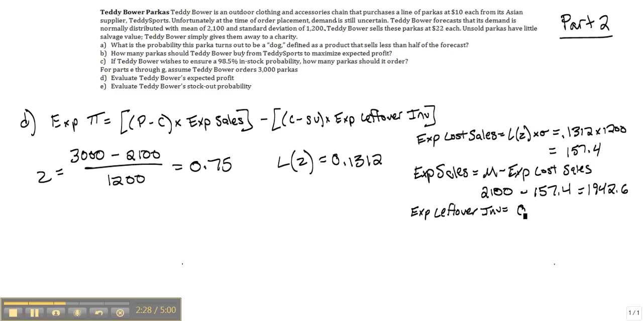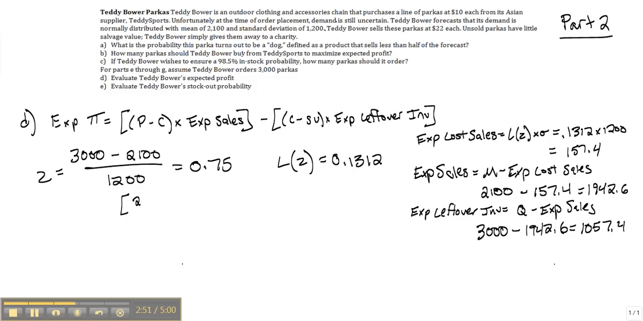Finally, we can compute the expected leftover inventory, which is equal to our order quantity less our expected sales, or 3,000 less 1942.6, which is equal to 1,057.4.